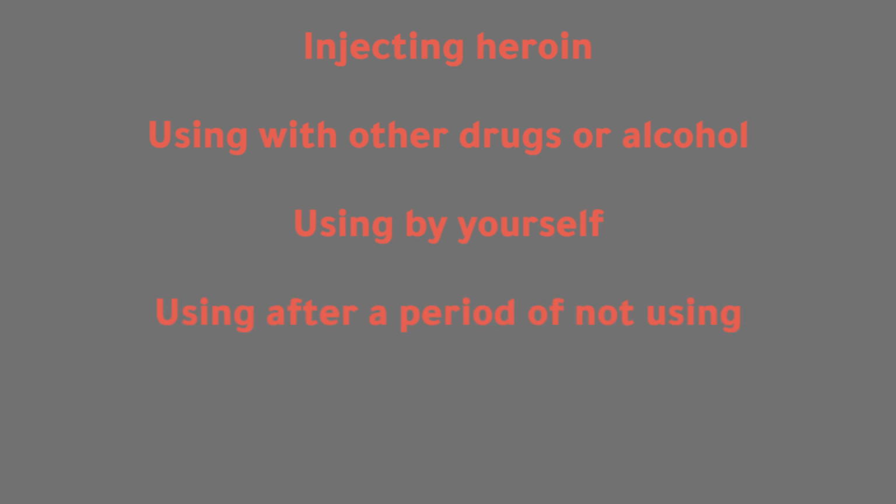Before we look at this in more detail, it's important to know the risk factors for overdose. These include injecting heroin, using heroin with other drugs or alcohol, using heroin by yourself, using heroin after a period of not using, for example after a detox program or after release from prison, and taking larger than usual doses of heroin. If you or anyone you know is using opioids in these situations, you're at a high risk of having an overdose.